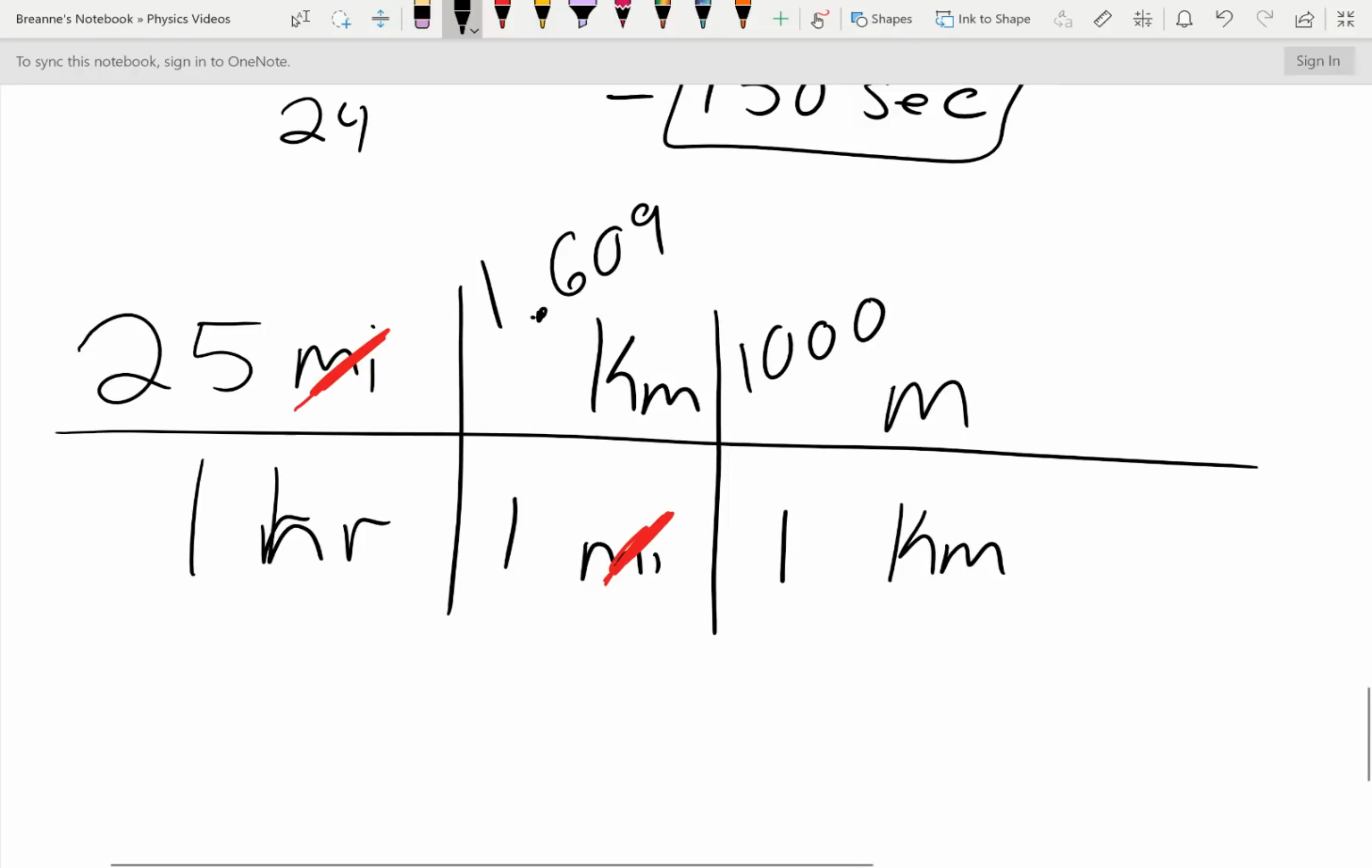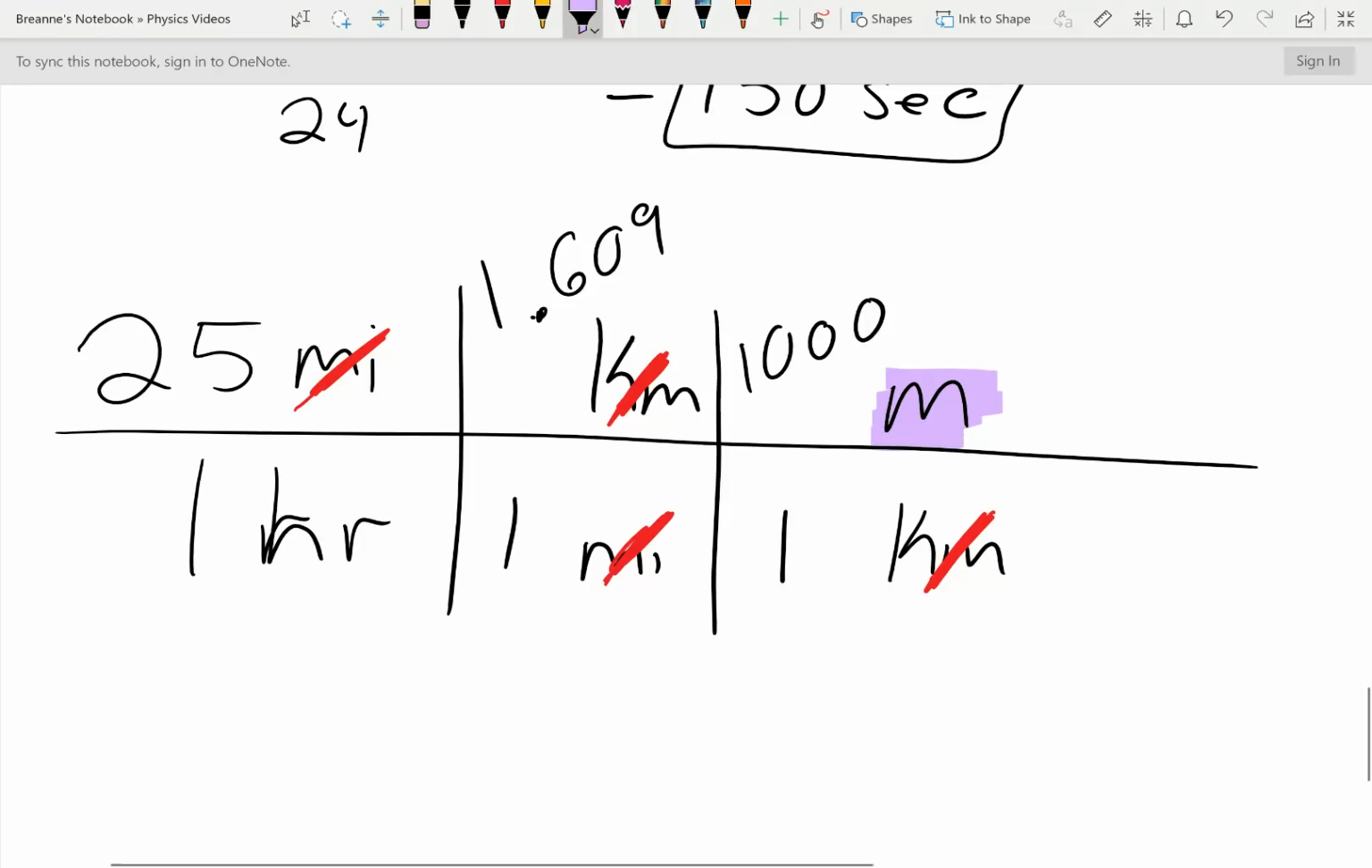And there's multiple paths to take. You could go from miles to feet, feet to meters. You can go from miles to yards, yards to meters. And I think you can even go from miles to inches, inches to meters. There's multiple paths you can take. Doesn't matter. You're still going to get around the same answer. Your kilometers cancel.